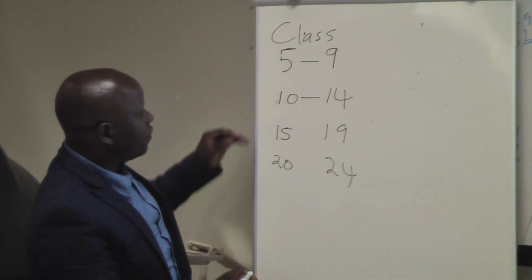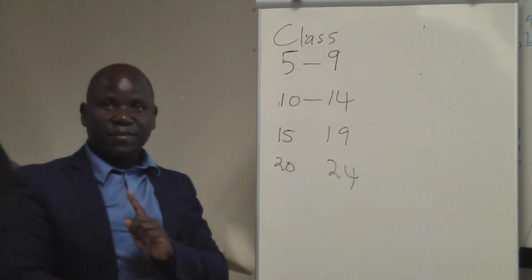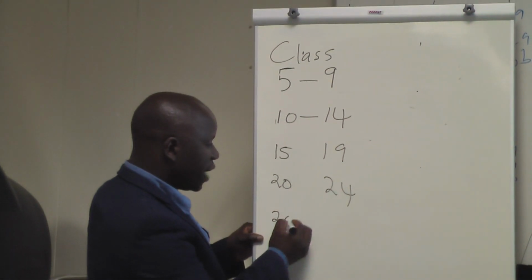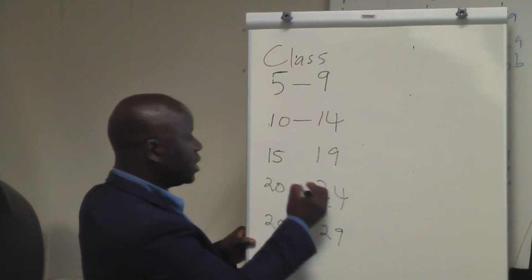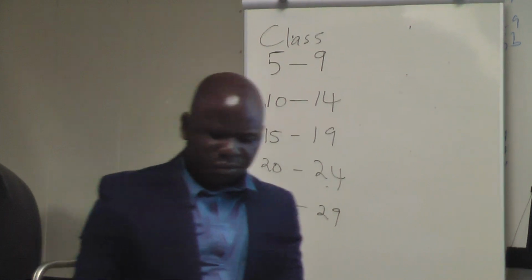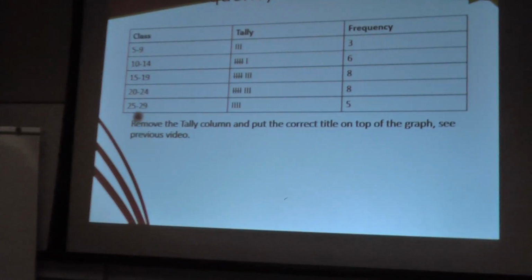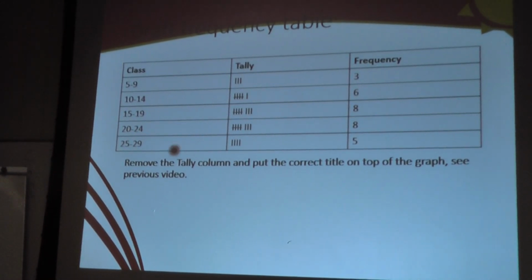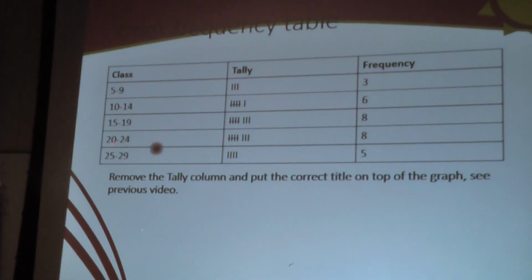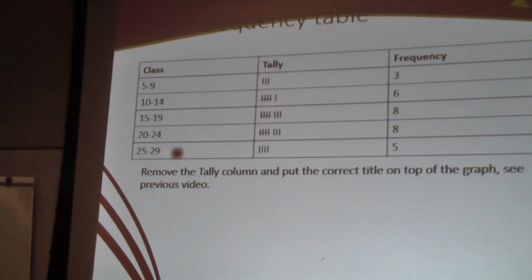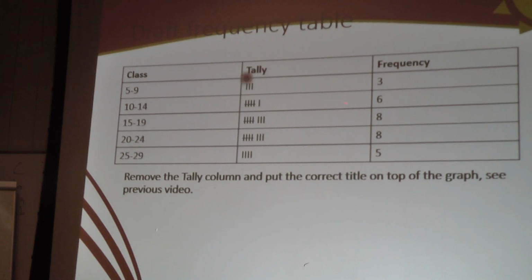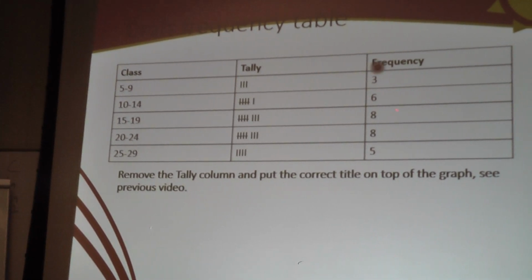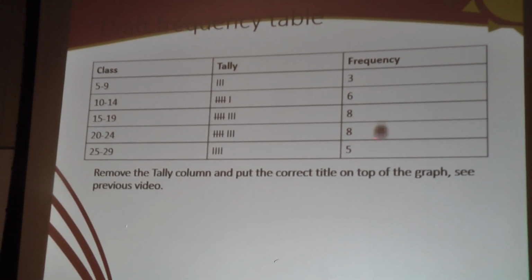How many classes do we have now? 1, 2, 3, 4. But we need 5 classes. So we are going to have 25 plus 5 here to 29. These are the classes that we have. And I'm sure this is what we are seeing here: 5 to 9, 10 to 14, 15 to 19, 20 to 24, 25 to 29. You do the tally system just like what we did for qualitative data, so that you don't skip any value, to determine the frequency. And this is what you have.